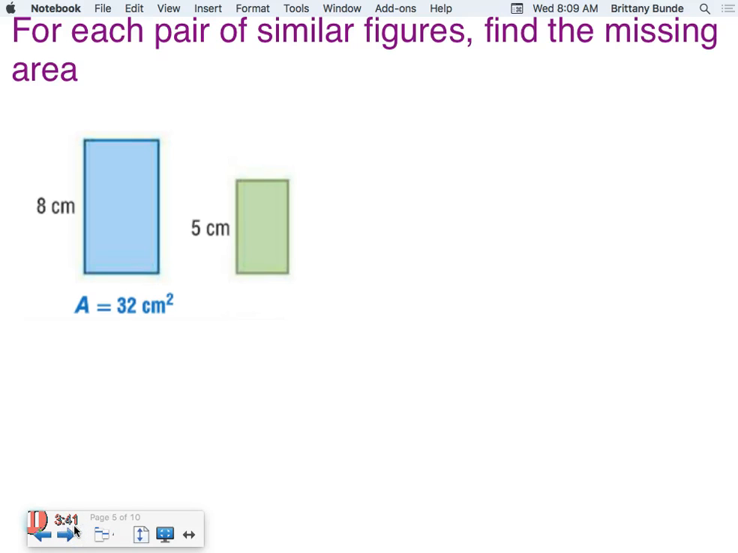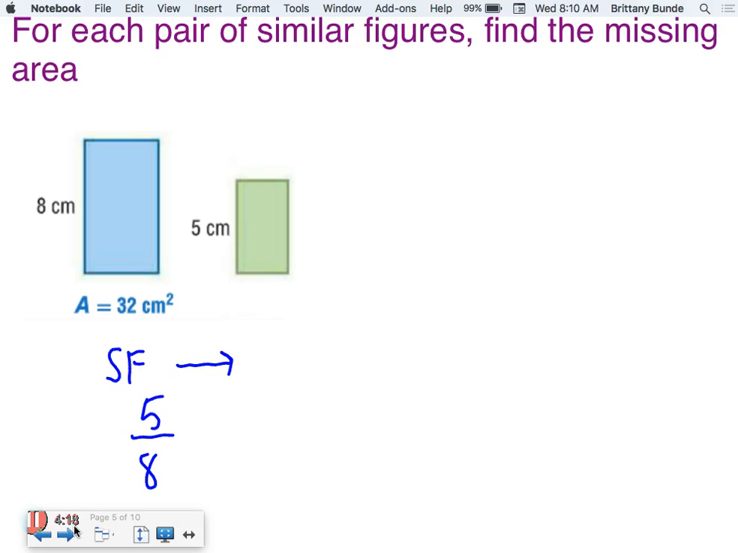So let's try a problem. It says for each pair of similar figures, find the missing area. Okay, so this is what we're going to do. Start with your scale factor. Unless it specifies, I always keep the smaller number on top because I know that just makes more sense in my brain. So I write 5 over 8. And you always want to see, can you reduce? Can I reduce? No. Okay.